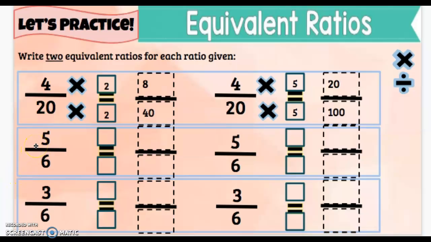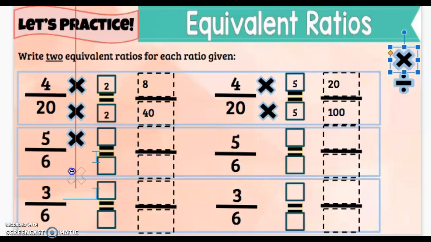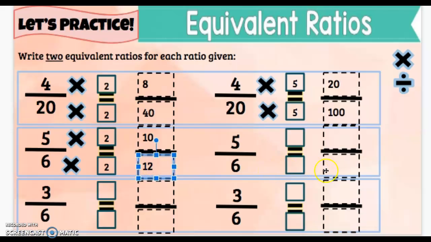5 over 6, I have to get two equivalent ratios. Again, keeping it simple. Remember, multiply, multiply. I'm going to pick 2 again. Whatever I do to the top, I have to do to the bottom. 5 times 2 is 10. 6 times 2 is 12. So 10 over 12 is equivalent to 5 over 6.